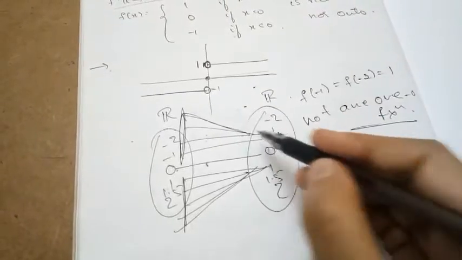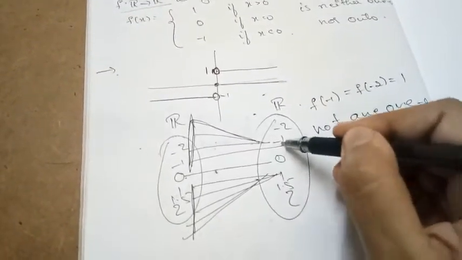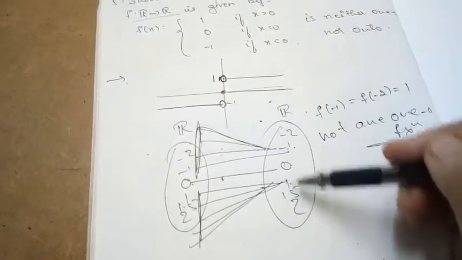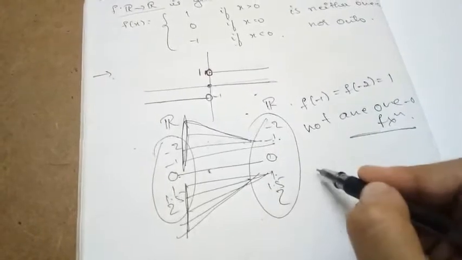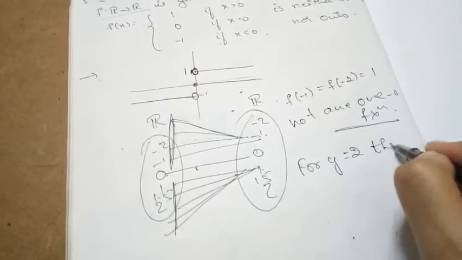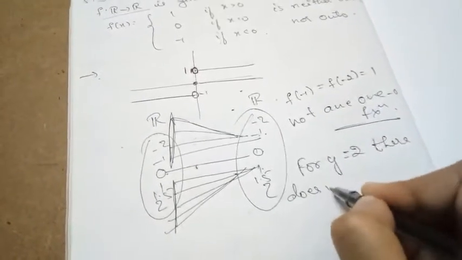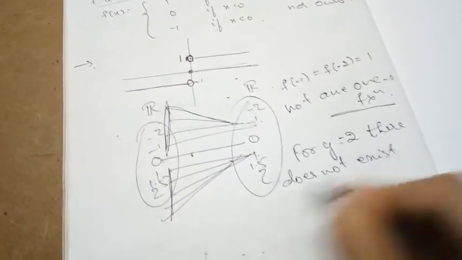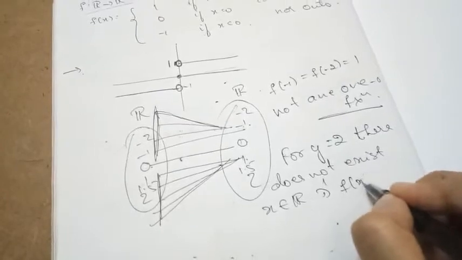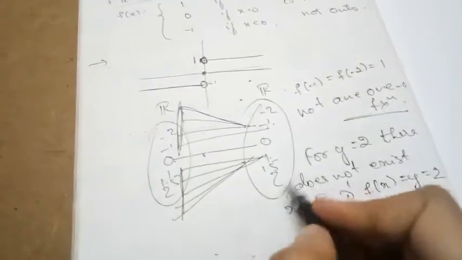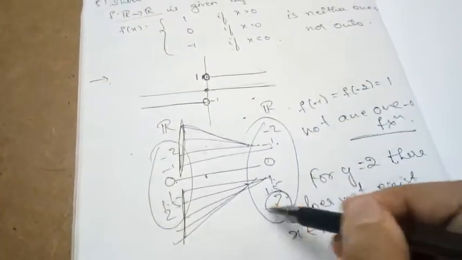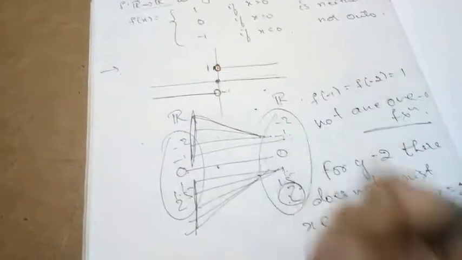It is not an onto function, because our range is only minus 1, 0, 1. When we say all the elements in the codomain should be occupied, here for y equal to 2, there does not exist x belonging to the set of real numbers such that f of x is equal to y, which is 2. The 2 exists in the codomain, but it is not the image of any element present in the domain.